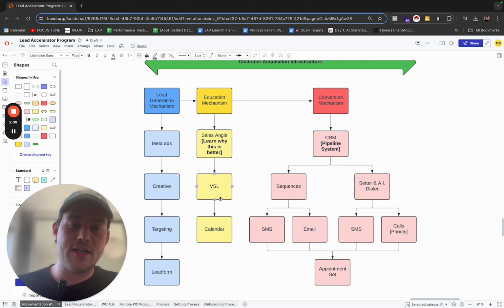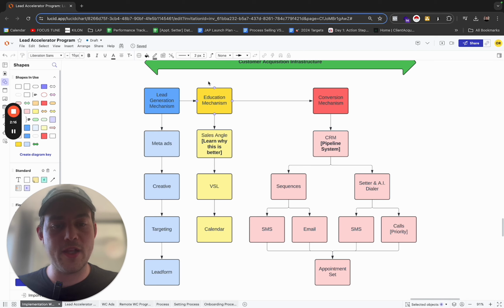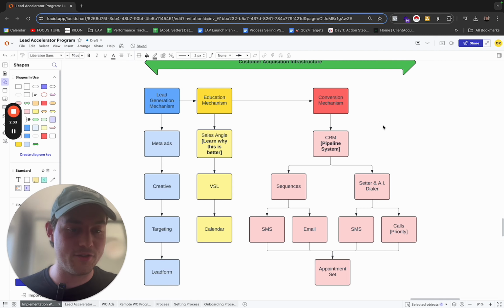It involves a video sales letter and then, of course, a calendar, because you want to be able to book them in. Then we have an actual conversion mechanism. So if people don't book here, not a lot of people will actually go through this. They'll just watch it. Then we need to manually go in and convert them. It involves your CRM system. If you don't already have one, I highly suggest you set one up. You can use Go High Level. You can use Jobber. There are plenty of tools out there. All of them have ups. All of them have downs. So just pick one that is right for you.